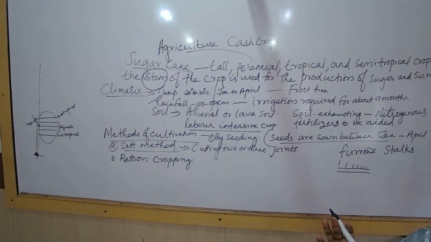Ratoon method, you understood? Yes, ma'am. That is, harvest the sugarcane from near the root where the sucrose content is more and allow it to grow. The second one is a method in which the cane is cut close to the ground.